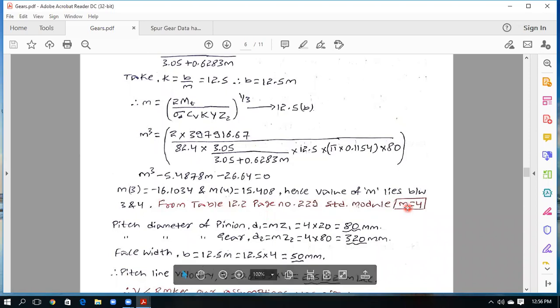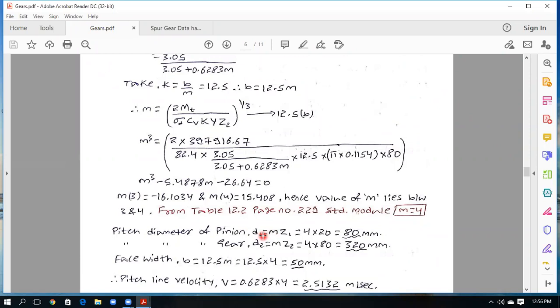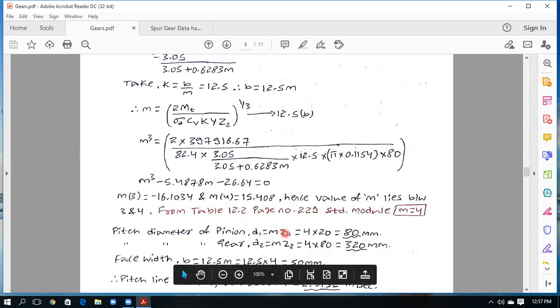After getting the module, next is to find out the face width and similarly the pitch diameter. We know that module is nothing but d by z. The formula is shown in your data handbook. Therefore d is equal to m into z. M is 4, z1 is teeth on pinion, z2 is teeth on gear. Substitute both the values, you will get the pitch diameter of pinion as well as gear.